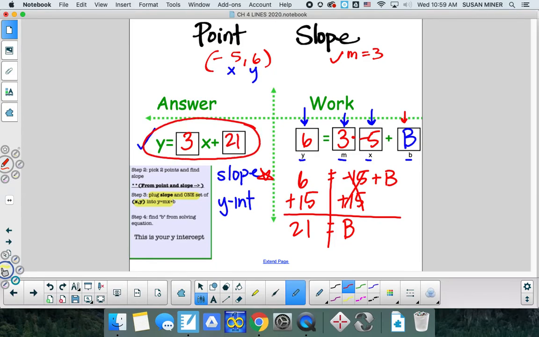So I'm done. And so we're just looking for these two parts of our equation so that we can write the equation that represents this line. And this equation represents the whole line that if I drew it out on the graph, it would have this slope of 3, and it would cross through this point on the graph. That would be one of the good points that would be on the graph.